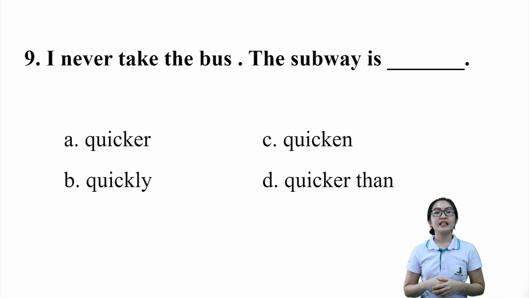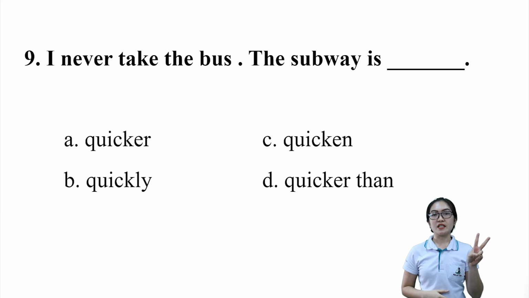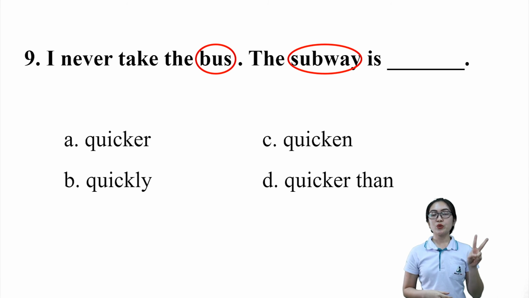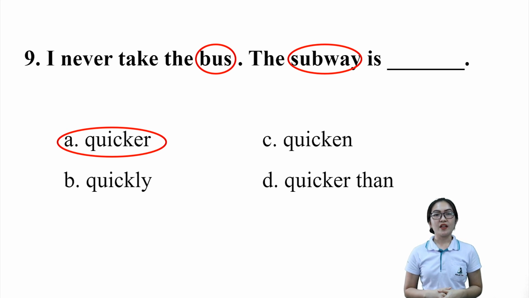Number 9. I never take the bus. The subway is blank. A, quicker, B, quickly, C, quicken, or D, quicker than. Understanding the two sentences, there are two ways of transportation mentioned. The bus, which takes the highway, and subway, which refers to train. Comparing two objects, we should use comparative adjective. Which is the correct answer then? Right, it's quicker, letter A. Notice that we didn't have the word than since the adjective is used as a predicate of the sentence.